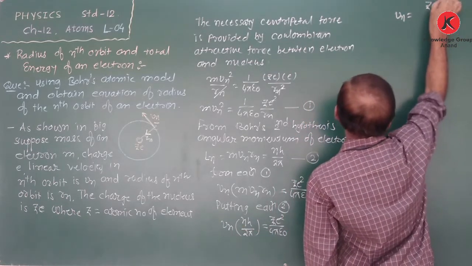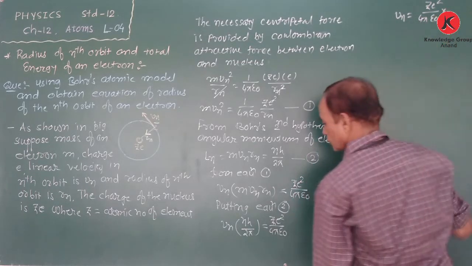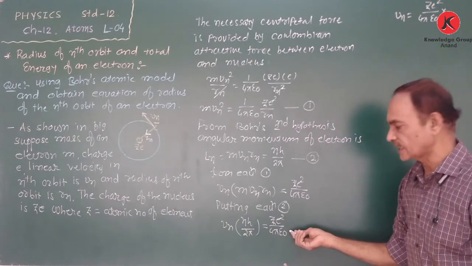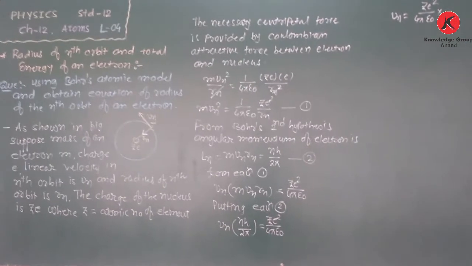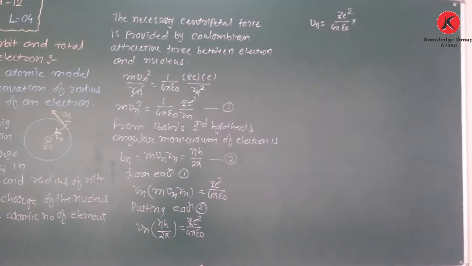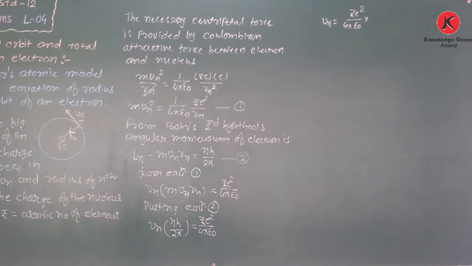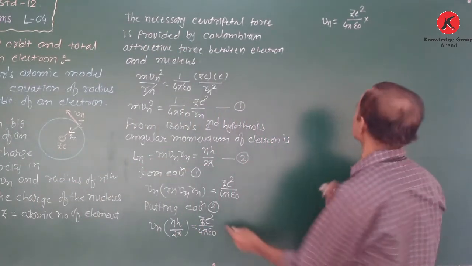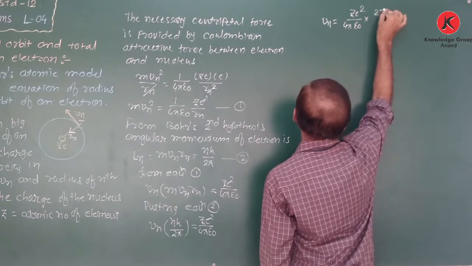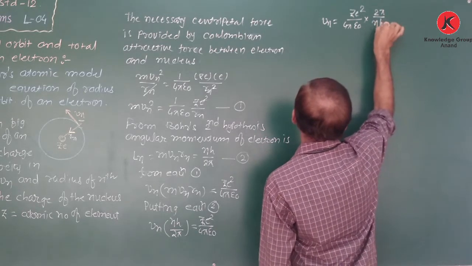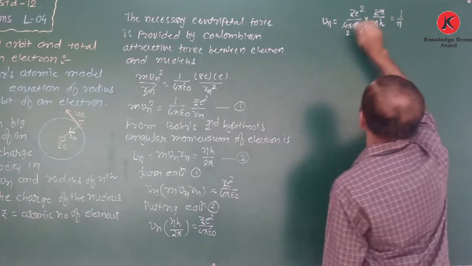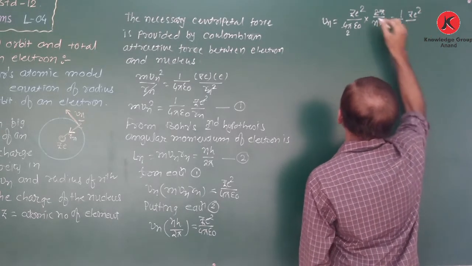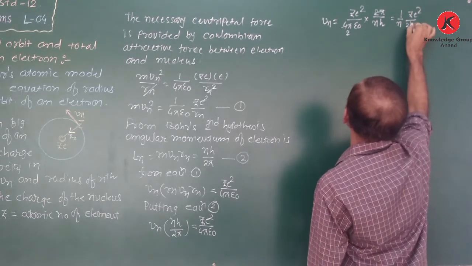Now, therefore, vn is equal to Z e squared upon 4 pi epsilon 0, with the term nh upon 2 pi taken to this side. Therefore, it is reciprocally multiplied: 2 pi upon nh. This 2 pi cancels with the 4 pi, and 2 is remaining. So it's equal to 1 upon n into Z e squared upon 2 h epsilon 0.